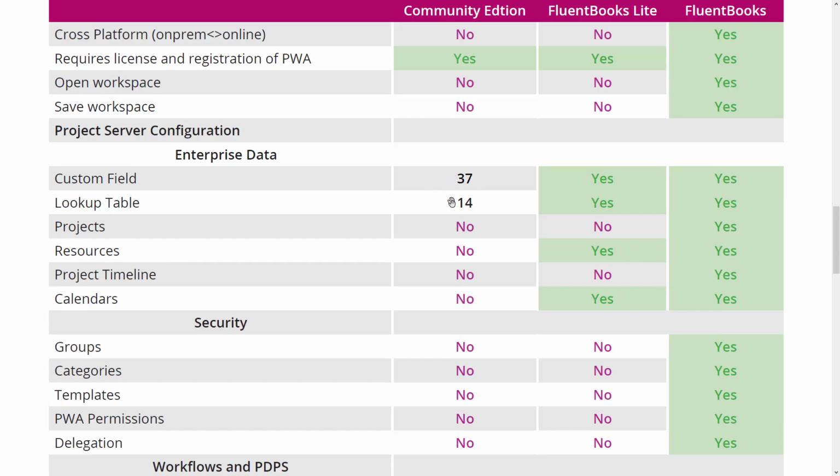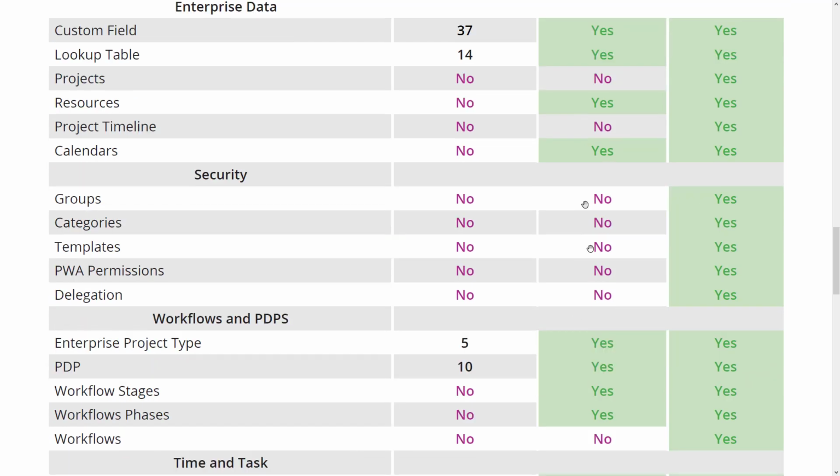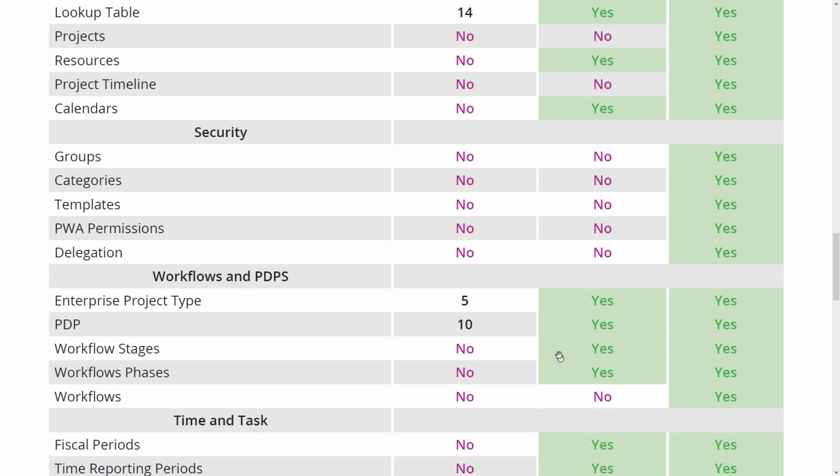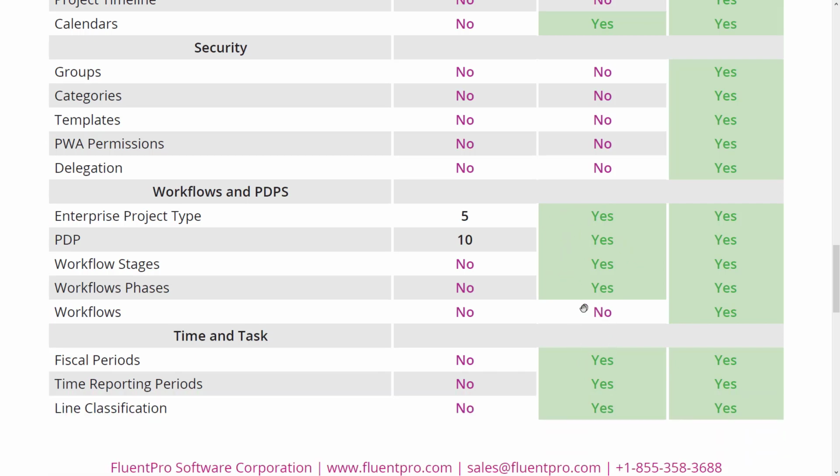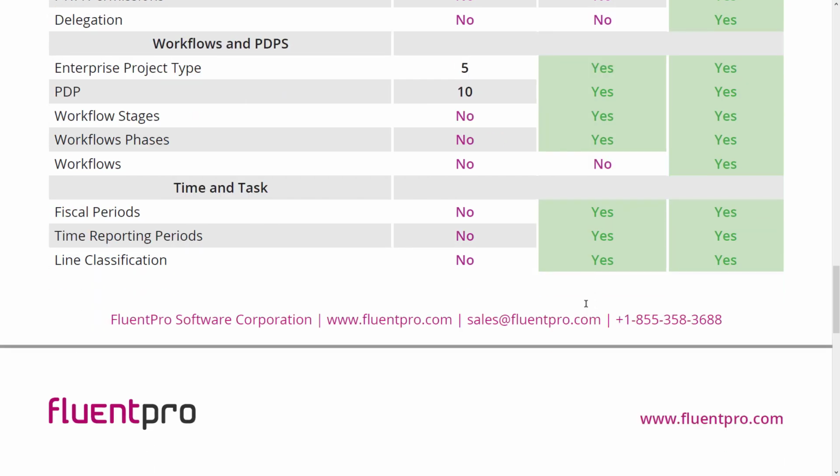There's a limit for custom fields and lookup tables. For FluentBooks Lite, there is no limitation. You can migrate all the custom fields, all lookup tables, all resources, calendars. The only thing that is not supported is data, which means the projects and timesheets. In the full edition, it's all supported. Lite edition doesn't support the migration of security and workflows. Lite edition will migrate unlimited PDPs, unlimited EPTs, unlimited stages and phases, but no workflows themselves. Or you can buy the full edition to support that if you have multiple workflows.